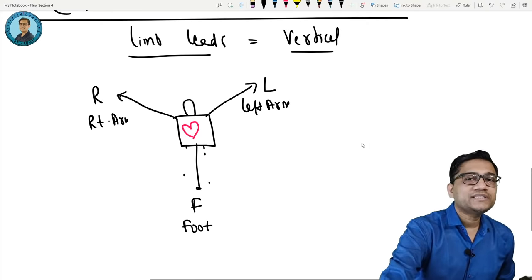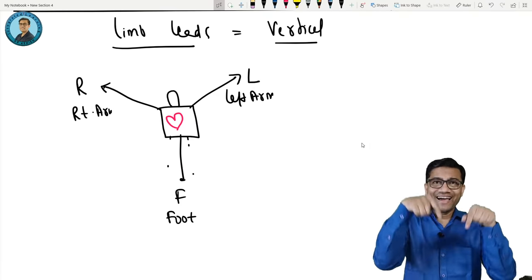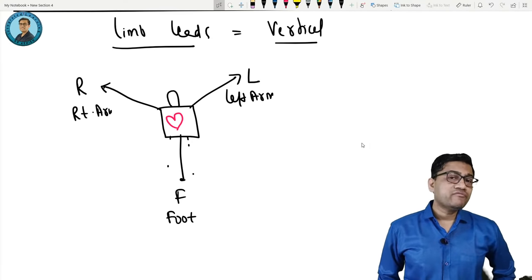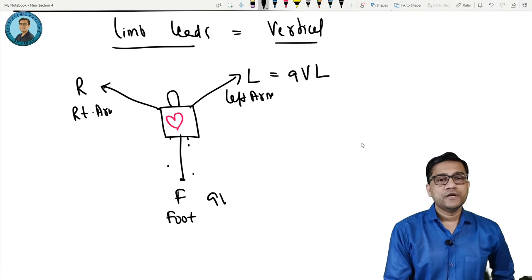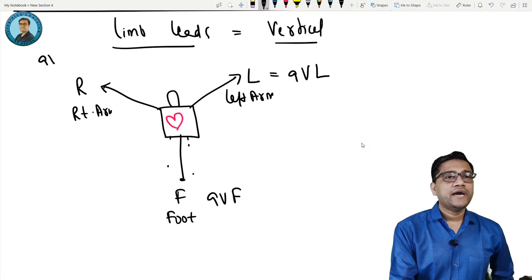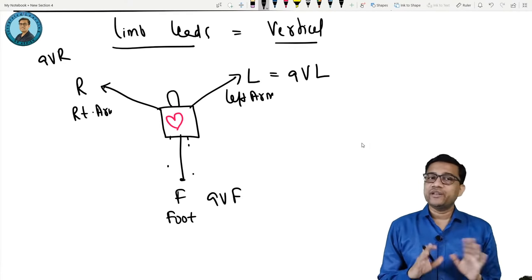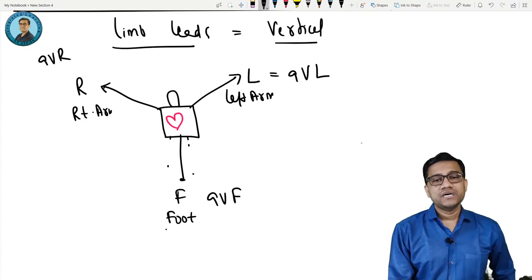So what are the three leads here? They are the left side, the right side, and the inferior one. So right, left, inferior. And what is the full name of these? They are called augmented voltage L, AVL, AVF and AVR. So now you can see the left side, inferior, and the right side. Are you clear now? So right side, left side, and the foot, that is the lower part.